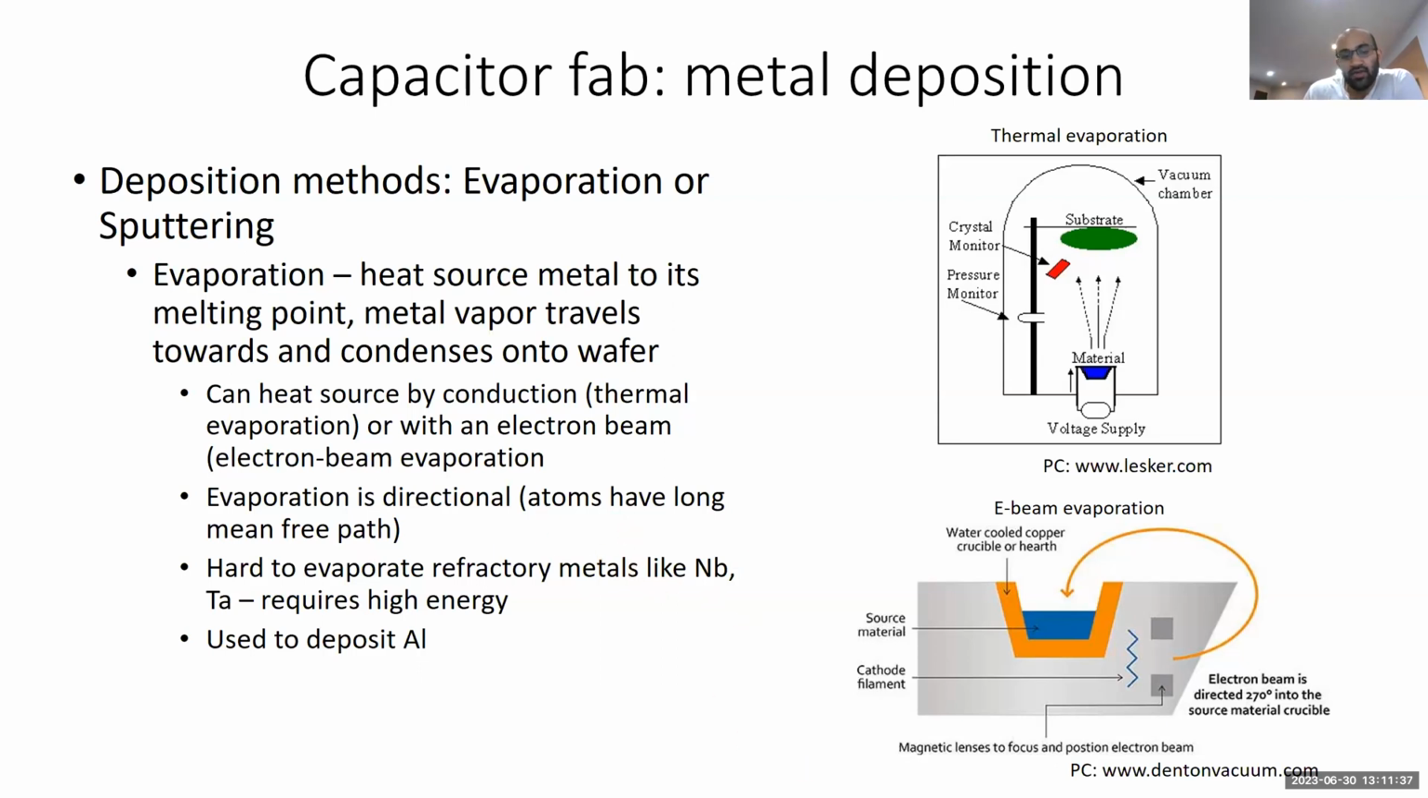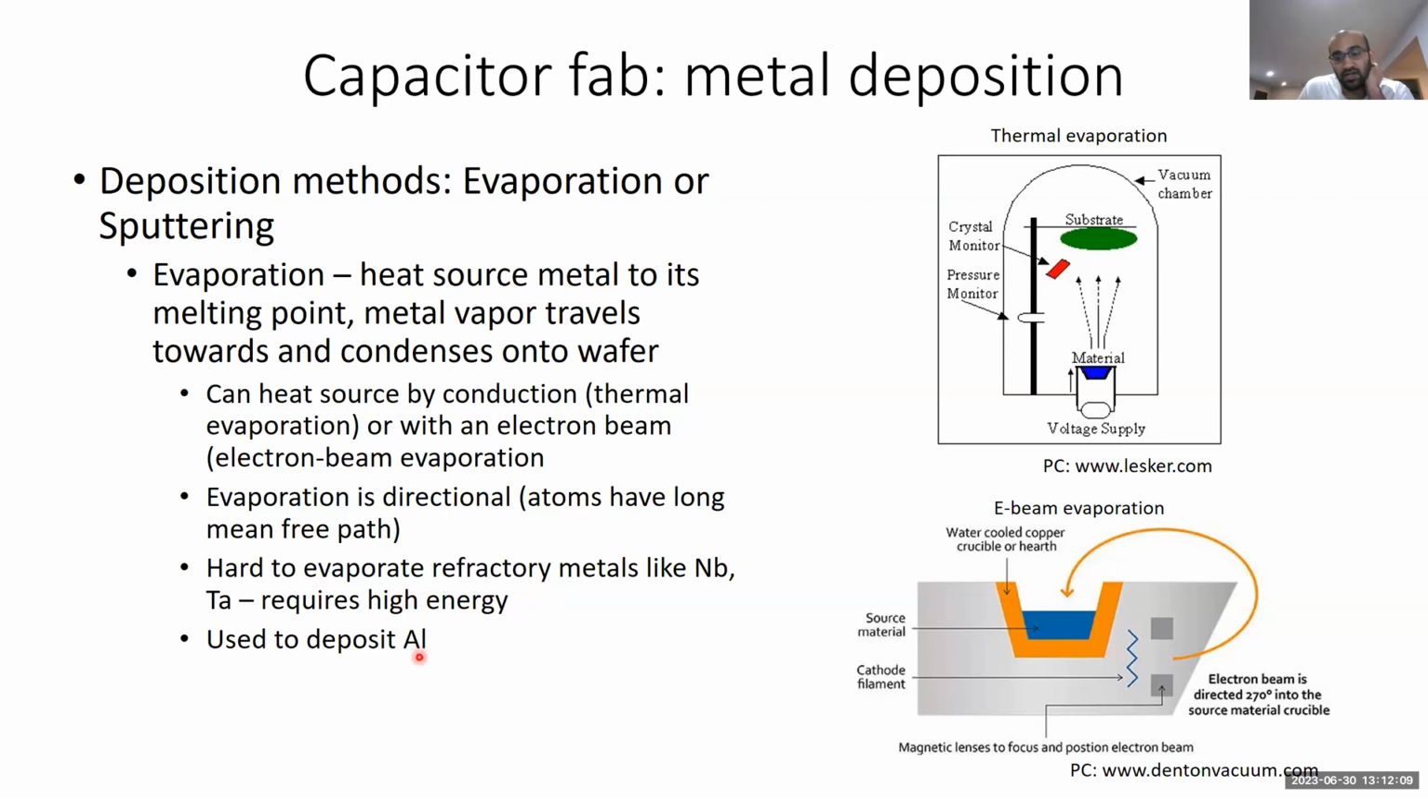The drawback of evaporation is that it's hard to evaporate refractory metals like niobium or tantalum because you need to put in so much energy that you'll start heating up the rest of the chamber, which leads to outgassing that can degrade film quality. It can still be done, but you'll find that evaporated films tend to have lower TC than expected, or lower TC than if you had made those films using sputtering, which I'm going to talk about next.